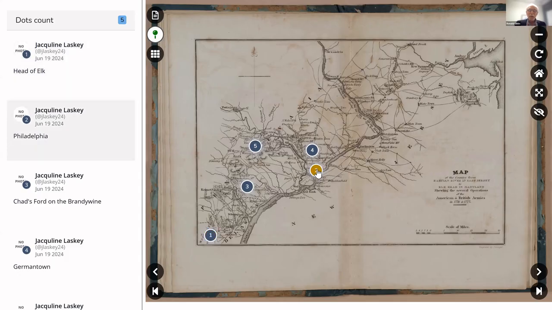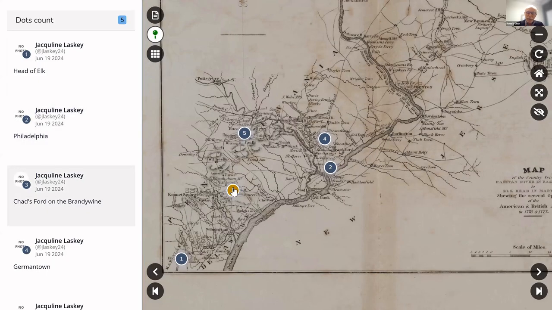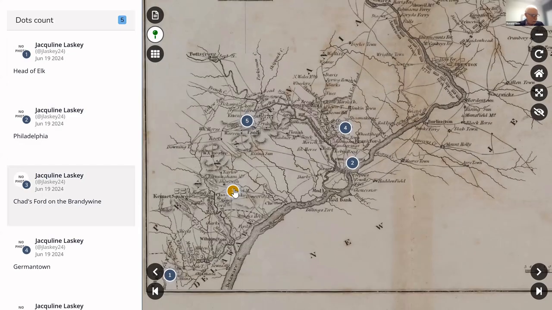In other words, they were only 35 miles closer to Philadelphia than they were when they left New York about a month before. George Washington now has to defend Philadelphia, and he makes his defense at dot number 3 on the Brandywine River, about 30 miles south and west of Philadelphia. He makes his defense at a place called Chad's Ford.